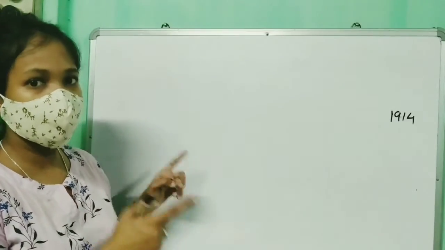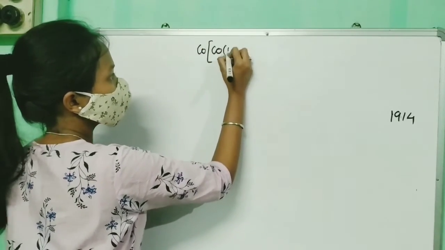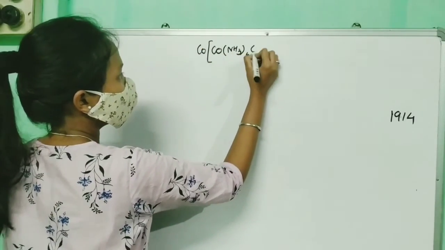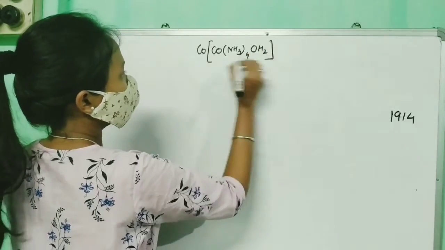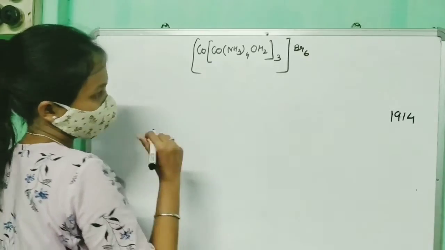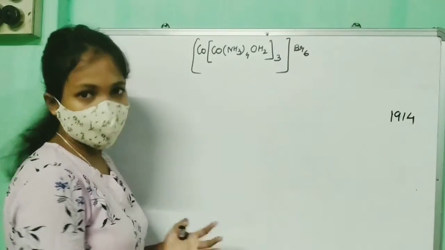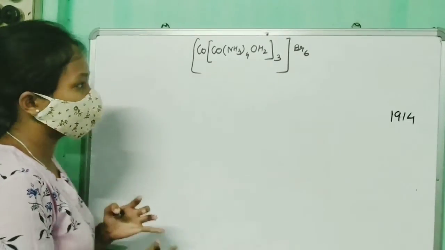So let's just see the structure of the compound. Let me write it down first. Alright, so I'll draw it first and then I'll explain. Although there's nothing to explain, basically we'll see the number of bonds, right?